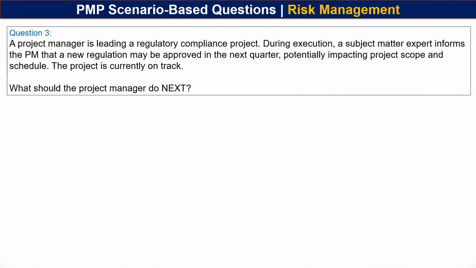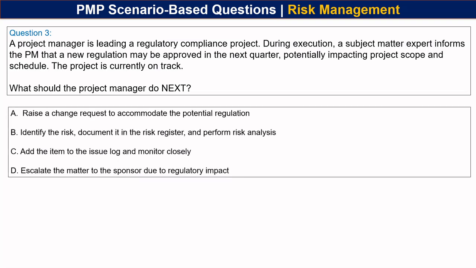Question 3. A project manager is leading a regulatory compliance project. During execution, a subject matter expert informs the project manager that a new regulation may be approved in the next quarter, potentially impacting project scope and schedule. The project is currently on track. What should the project manager do next?